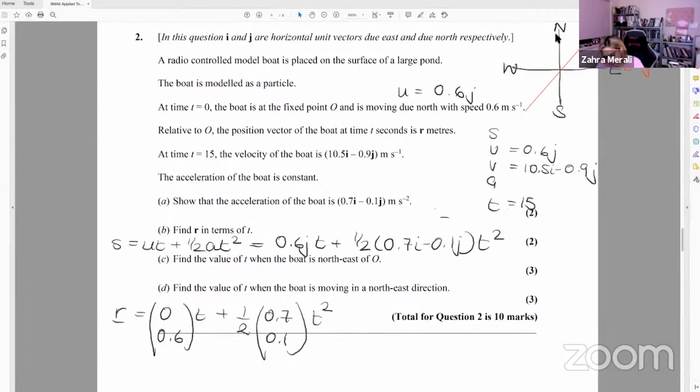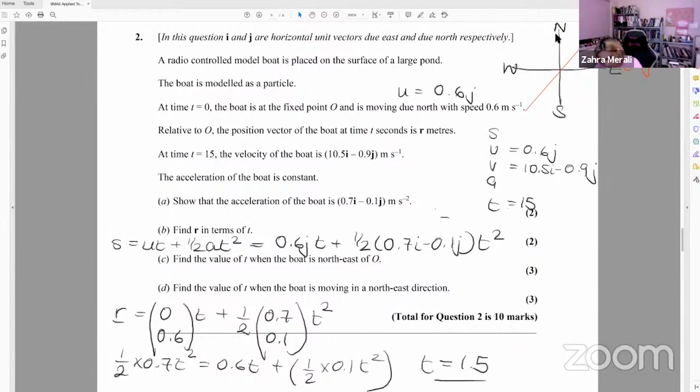And we're saying the i component, which is 0 times t, which is just 0. So a half of 0.7. So a half times 0.7 t squared equals 0.6 t plus a half times 0.1 t squared. You can cancel one of the t's out, rearrange it, and you get t equals 1.5. So that's when the boat is northeast. So this is when the boat is physically northeast.